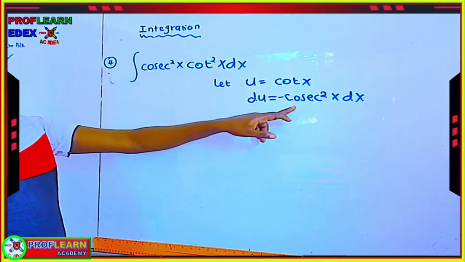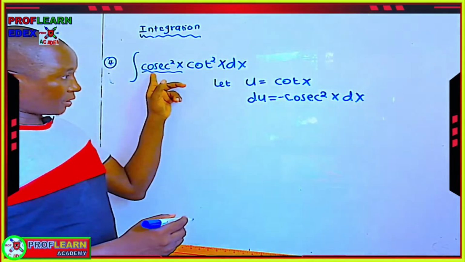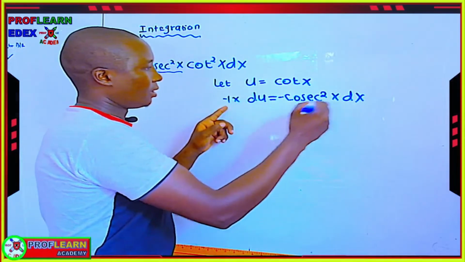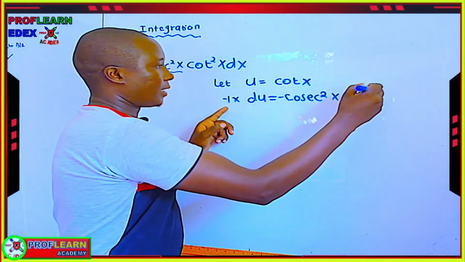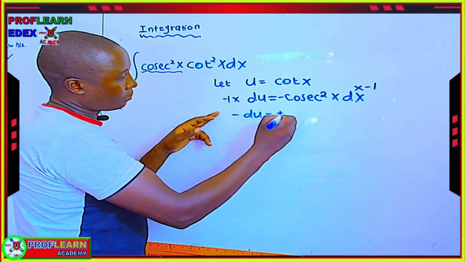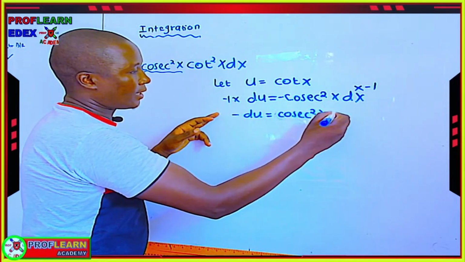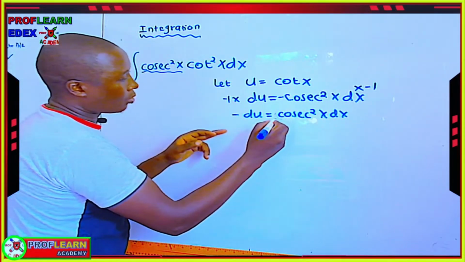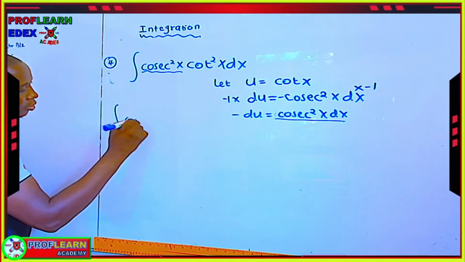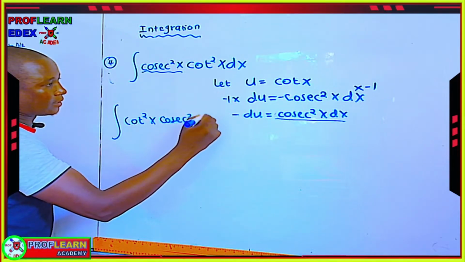Now you can see here we are having what is on this part, but the challenge is whatever we are having here is positive, but whatever we are having here is negative. So we shall multiply by -1. We multiply also this by -1. So multiplying it that way, we are going to have negative du is equal to positive cosec squared x dx. Now I can comfortably replace this with whatever I'm having here. So let me just write that integral. It's cot squared x cosec squared x dx.